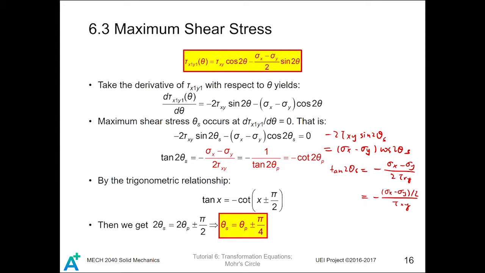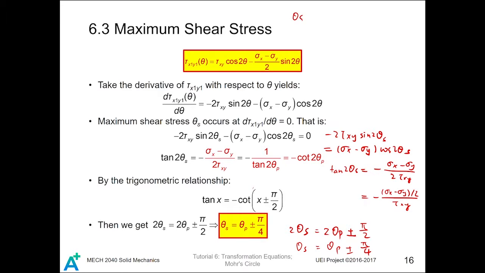By the trigonometric relationship, we know that tangent x equals minus cotangent (x ± pi/2). Therefore, we have 2 theta s equals 2 theta p ± pi/2. Then theta s equals theta p ± pi/4. So it is the relationship between the angle of inclination where the maximum shear stress occurs and the principal plane angle of inclination. So we make it clear.